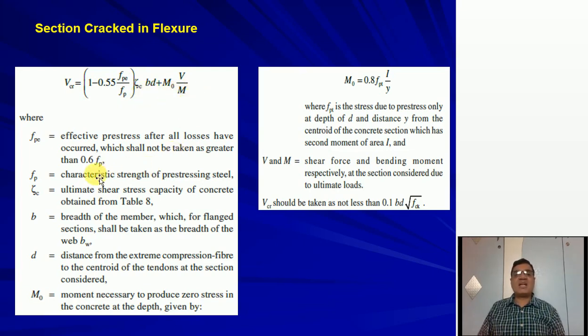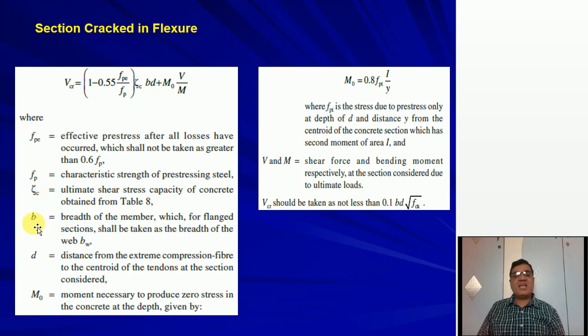Now, more terms are given here. Fpe is the effective stress after all losses have occurred, which shall not be taken greater than 0.6 fp. So, you cannot take more than this one. fp is the characteristic strength of steel. Tau c is nothing but the shear stress. For shear stress, Table 8 is given, and from that you can find the value of tau c.